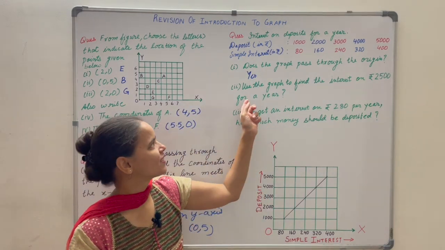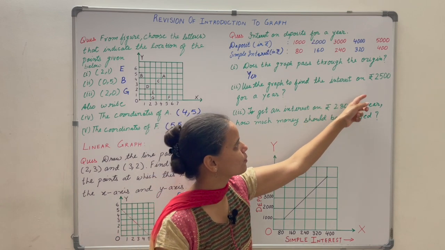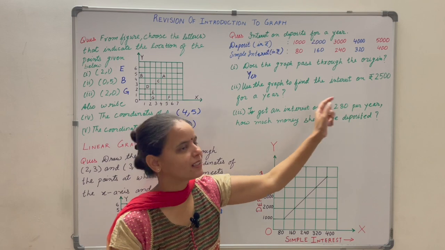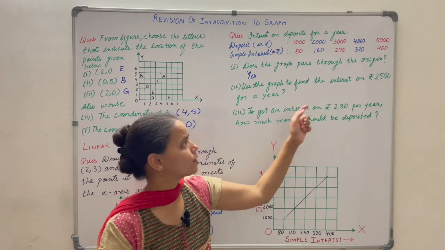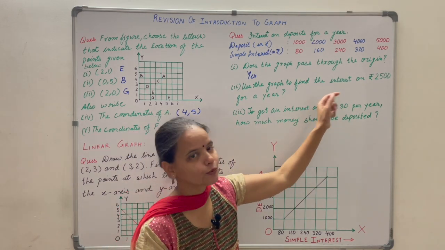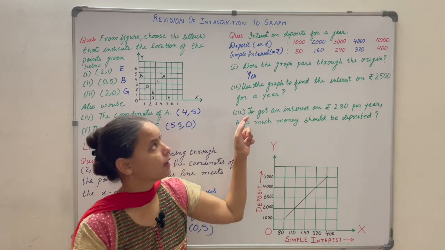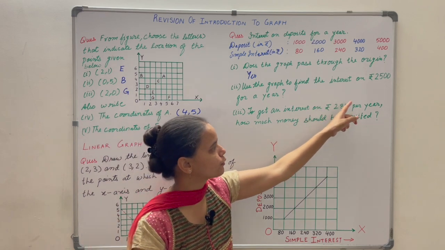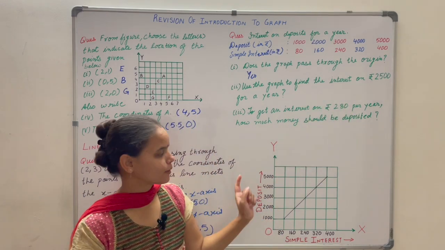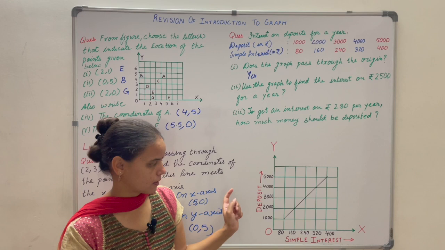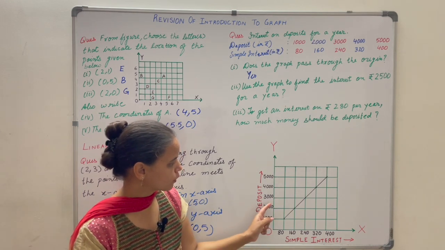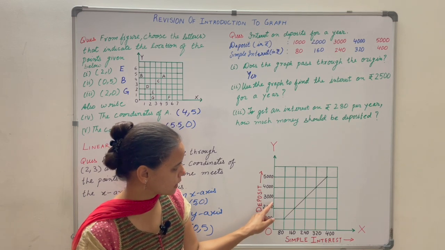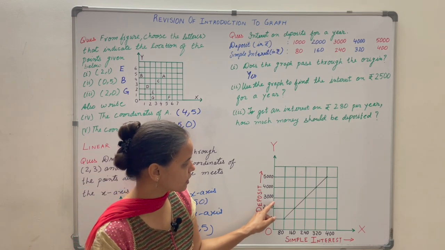Next question. Use the graph to find the interest on rupees 2500 for a year. So this 2500 is the deposit given to you. You need to find out the interest on 2500 for a year. This data is for a year. So you have to just look out for 2500 on y-axis because deposit is plotted on y-axis. So where is 2500? 2500 is exactly between 2000 and 3000. It is here.